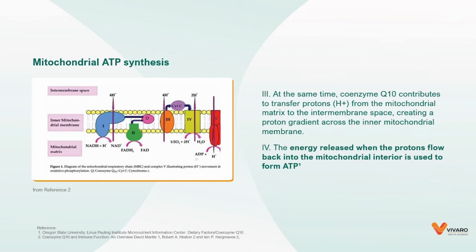Aside from the electrons, it can also contribute to the transfer of protons from the mitochondrial matrix to the intermembrane space, again creating a proton gradient across the mitochondrial membrane. So again, this is important in the release of energy when the proton flows back into the mitochondrial interior, no? And this is used to form ATP. So the short story of it all is that it's all about energy production.